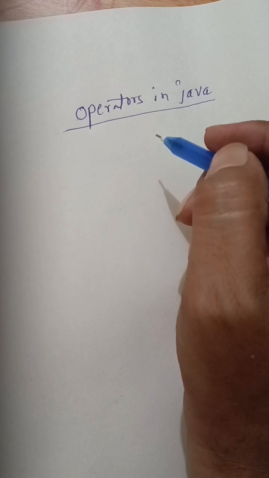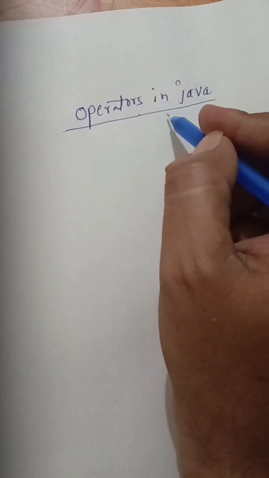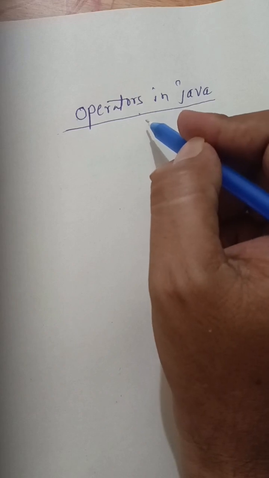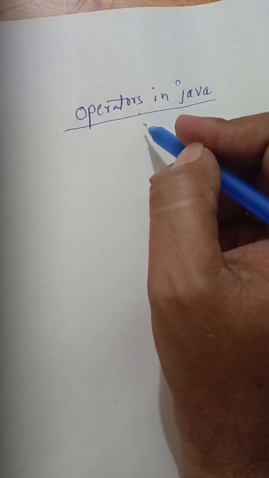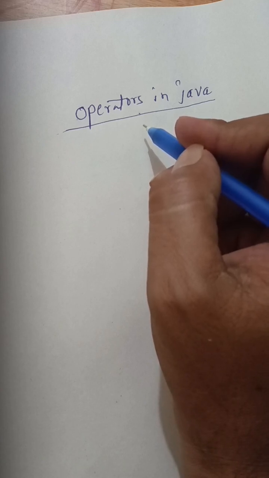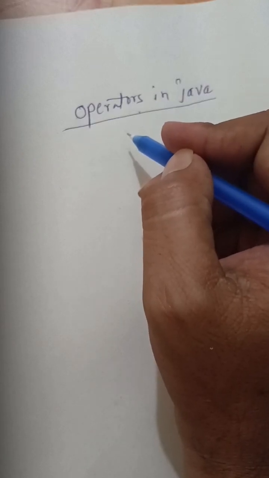Today, the important topic is operators in Java. Not only in Java, operators are important in C, C++, Python, and Java. All programming languages contain this basic concept, which is called operators. Generally, the programmer wants to do some operations in the program.